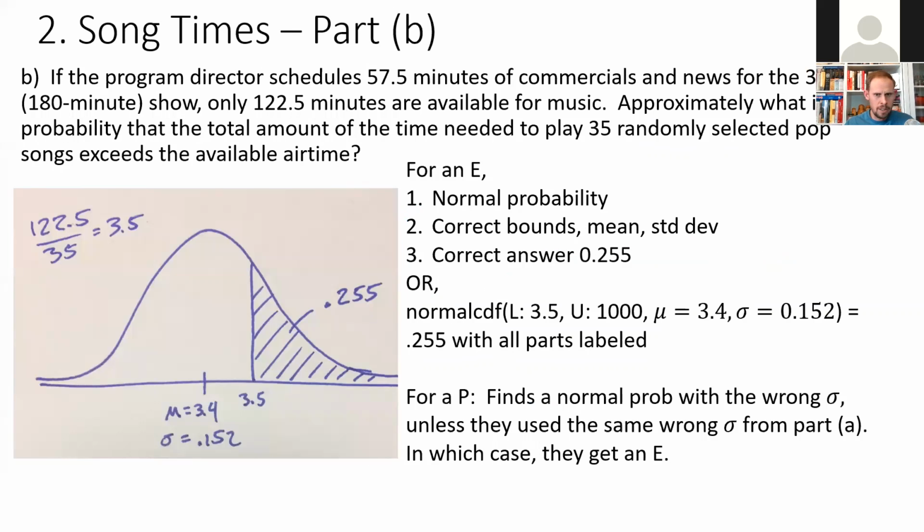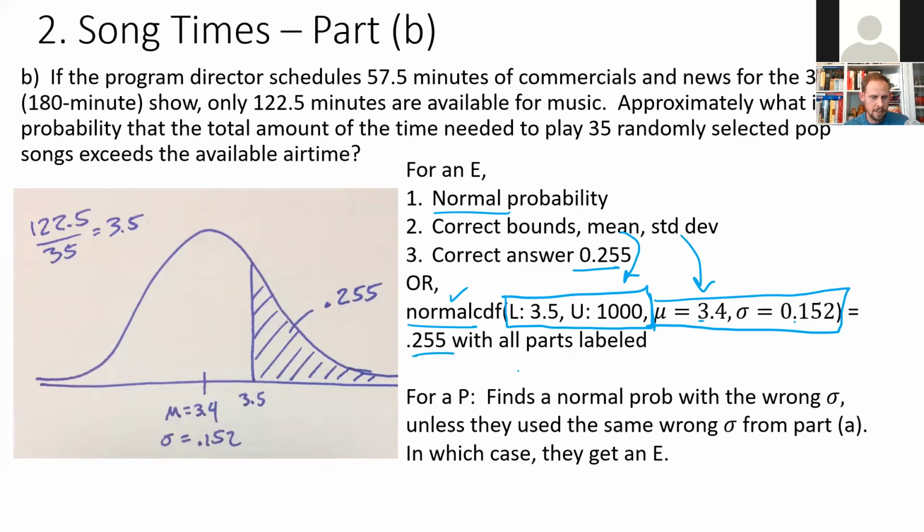And there's the second one, grading. So we had to say it was normal somewhere. If we said normal CDF, that takes care of that part. We have the correct bounds. So if you drew it, more power to you. If you didn't draw it, as long as you labeled everything in here, that's the correct bounds, the correct mean, and the correct standard deviation. And then you needed to have the answer somewhere. So if you write out normal CDF with all the parts labeled and the answer, that can get you full credit. If you draw the graph and then do all the work, that's fine too.